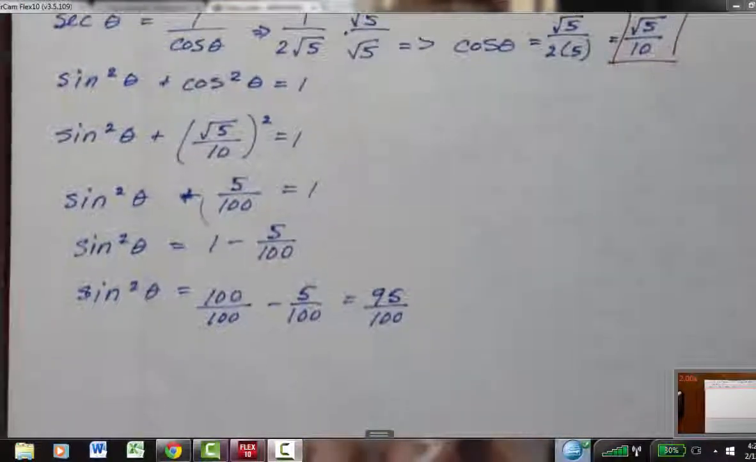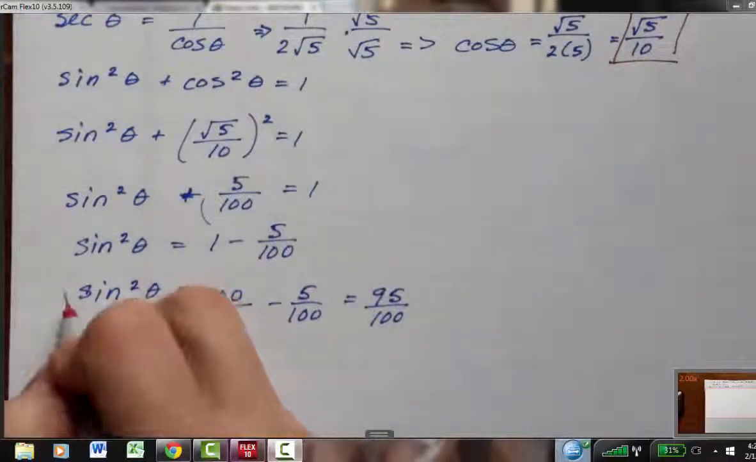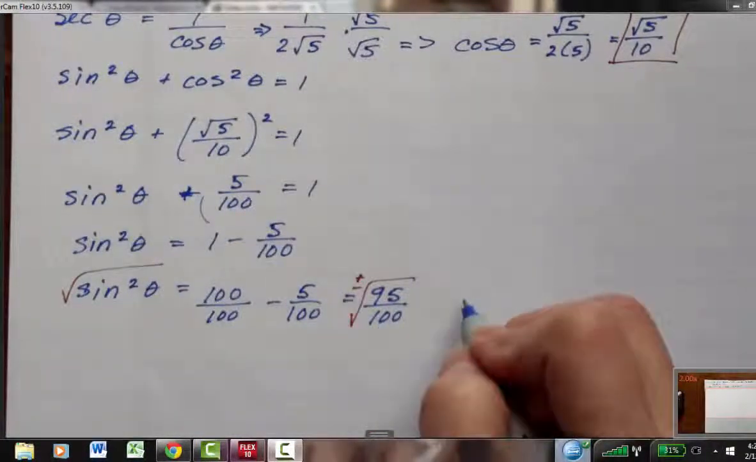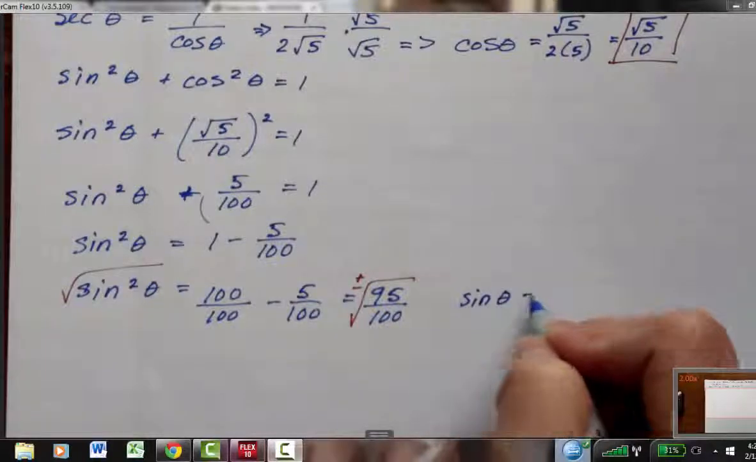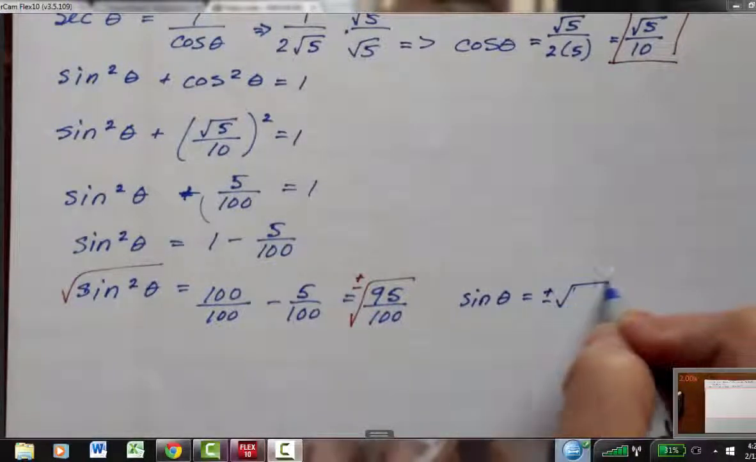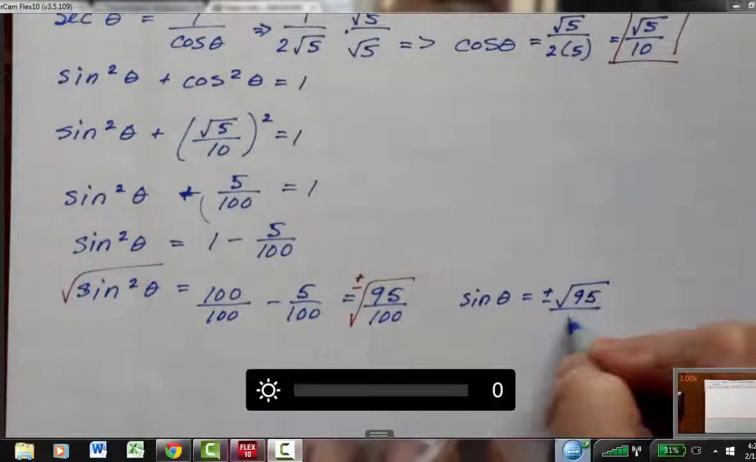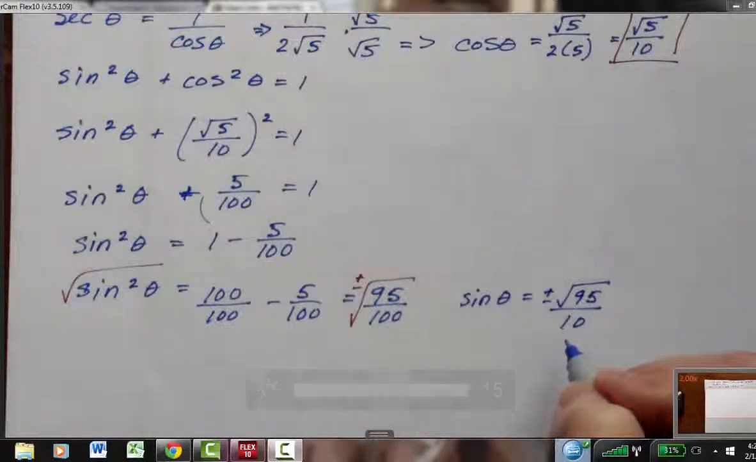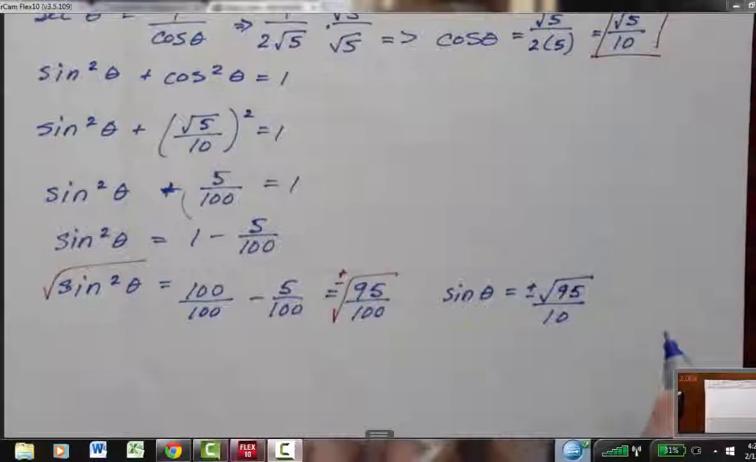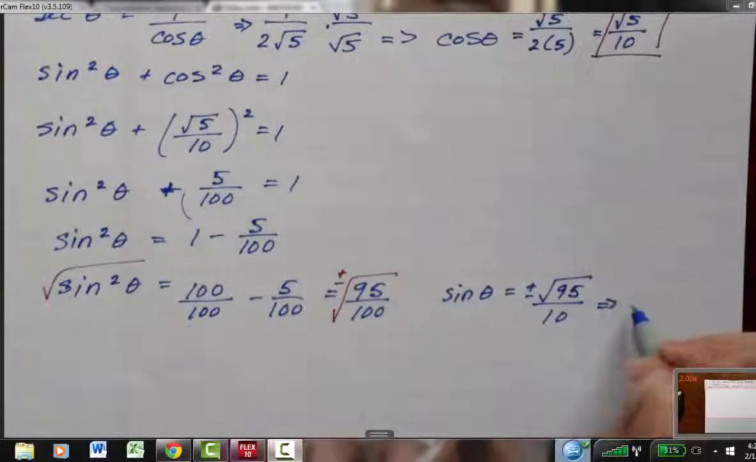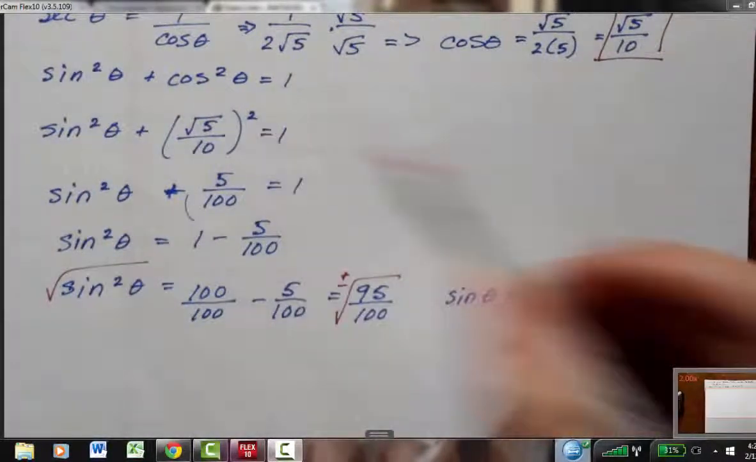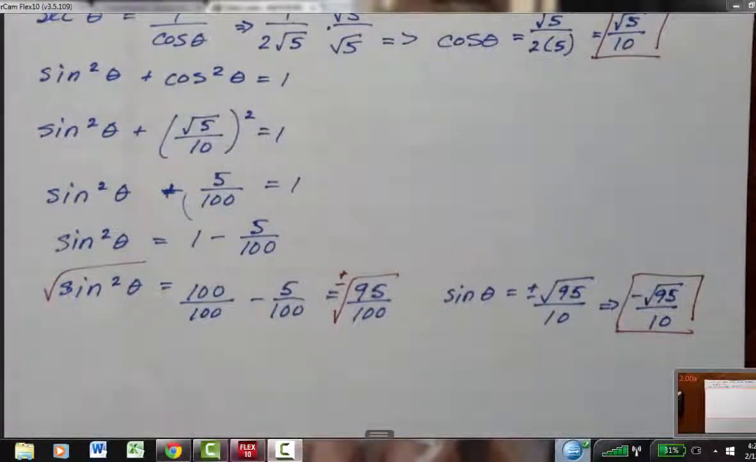And then I need to take the square root of both sides. When I do that, I need to make sure that I have both plus and minus. And I'm going to be finding out then that sine theta is equal to plus or minus the square root of 95 over 10. And then I need to figure out, we're in quadrant 4, so is sine positive or negative in quadrant 4? And you should be coming up with negative. So we have negative the square root of 95 over 10. So now we have cosine and sine. We had secant that was given to us, and we can find tangent.